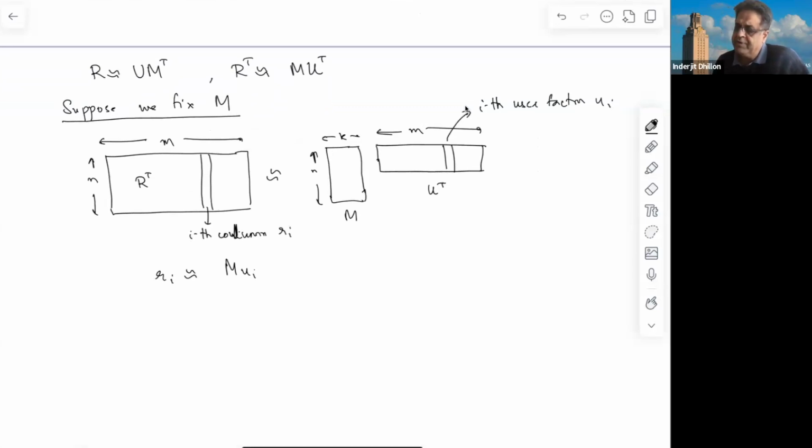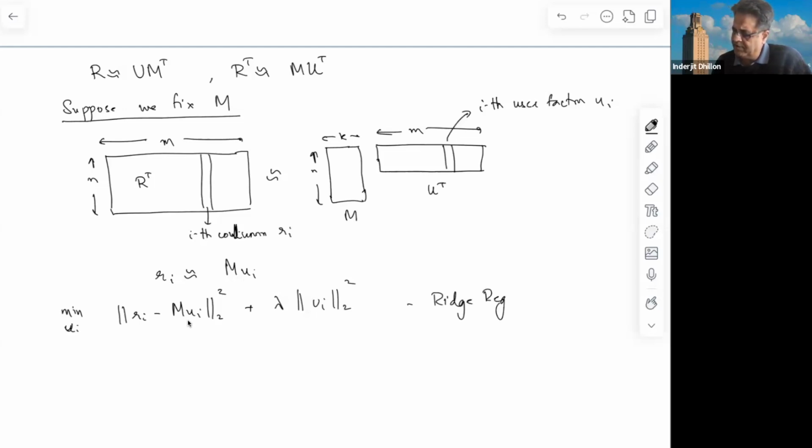So what I can try to do is minimize Ri minus M times Ui, squared, plus regularization. So remember now, this is like our coefficients W. This is like my matrix X. And this is like Y. Y is replaced by Ri. X is replaced by M. And this is like our coefficient W. So I have this, and I want to find the minimum over Ui. So is this the problem we want to solve? This looks exactly like a ridge regression problem.